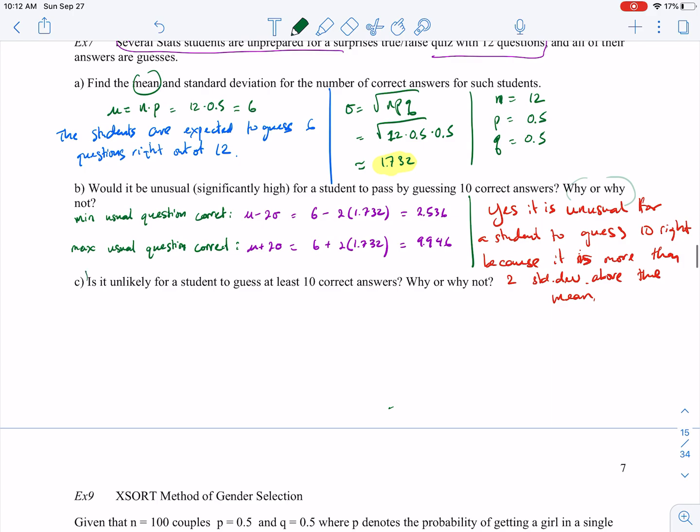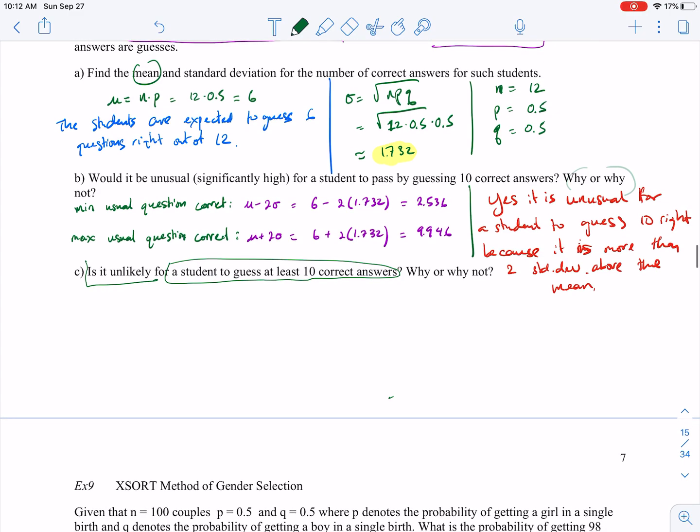Part C, is it unlikely for a student to guess at least 10 questions correct? Okay. So this is asking, how likely is it for a student to guess 10 questions or more correct out of 12? We're looking at 80% or higher here. Is that unlikely? The answer is going to be yes.